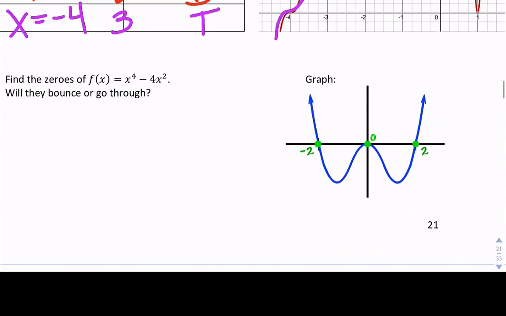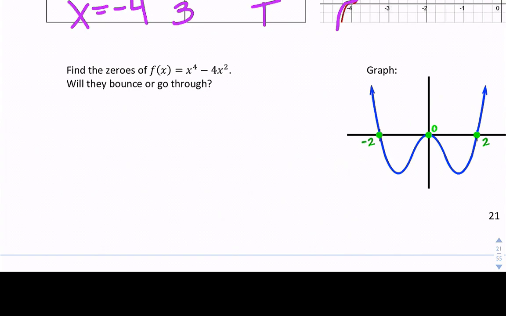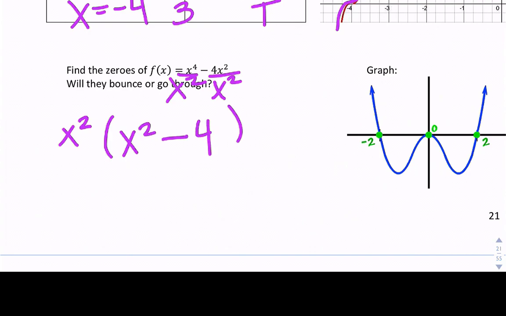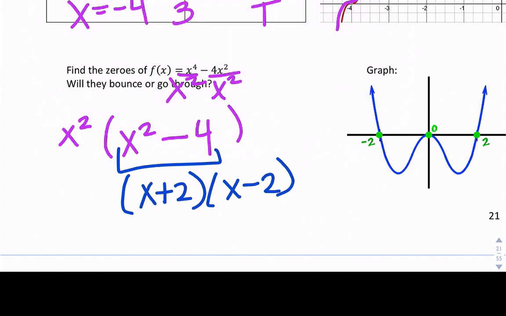All right, the next one, oh, this one's not factored for us. We can see the zeros, but let's factor this and see how they got those zeros. So if we take a look at this, the greatest common factor is x squared. I'm going to pull out an x squared from each of those. So you have x squared. Divide each by x squared and think about what you have left. So x to the 4th divided by x squared is x squared, minus 4x squared divided by x squared is 4. Oh, look, we have a difference of squares right here. We know this is x plus 2 and x minus 2.